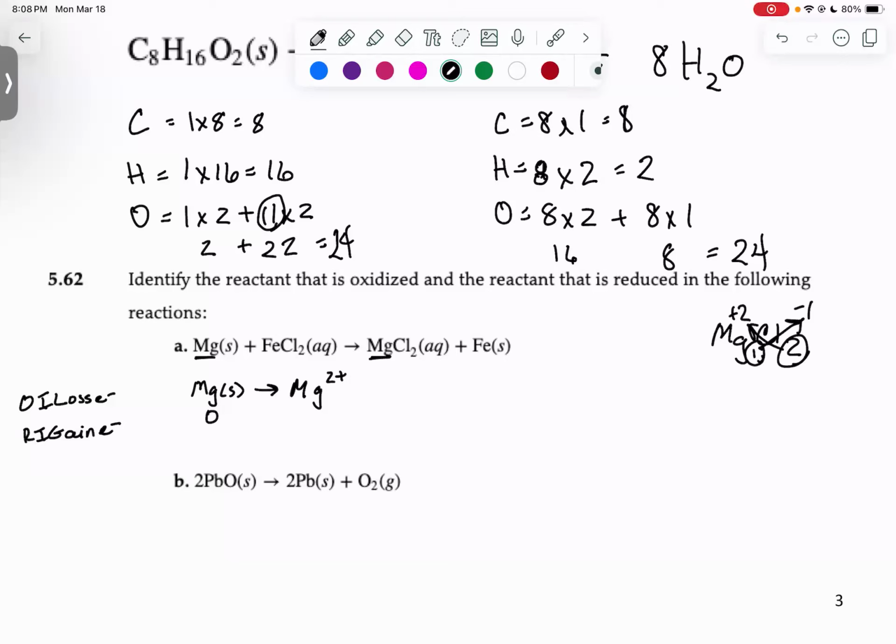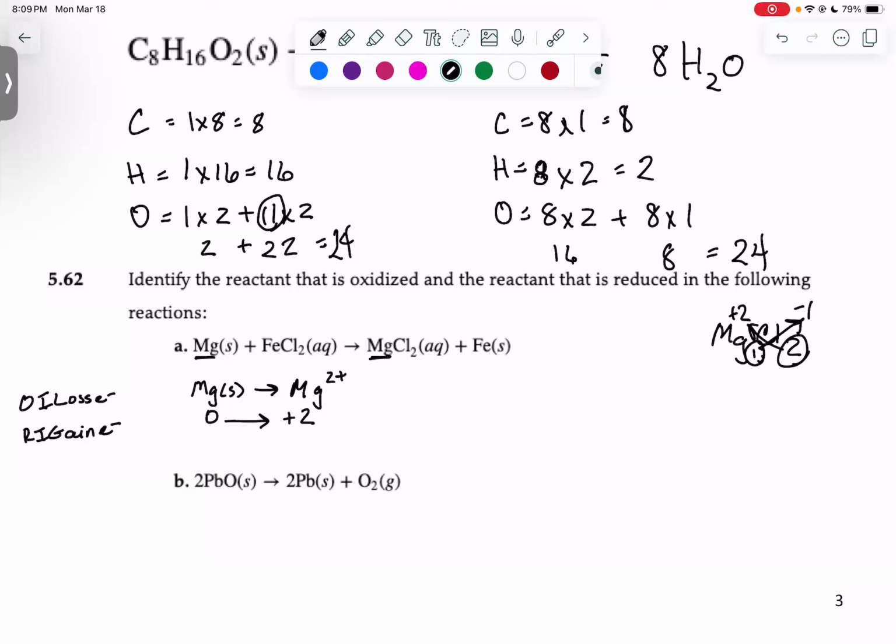I go from a charge of 0 to a charge of +2. How did I do that? How did I get more positive? Well, the things that are positive in the atom are the protons. If I change my number of protons, I would change from magnesium to some other element. That's not what happened. What happened was my charge changed, but my protons stayed the same.